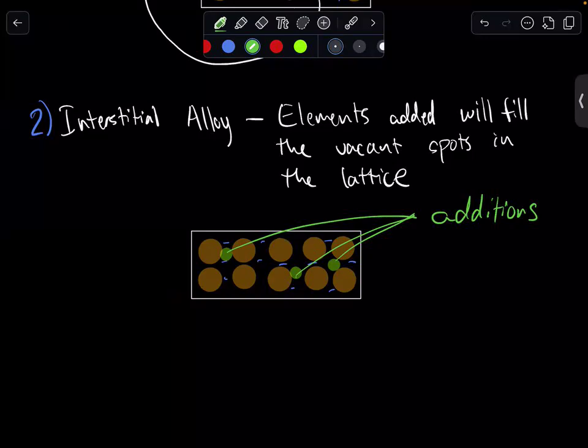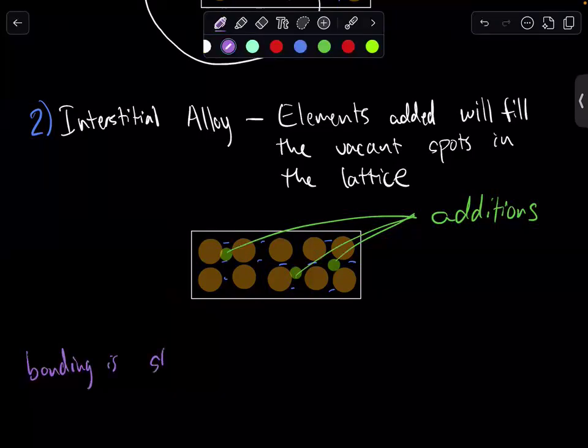A key point here is that in both cases, bonding is still non-directional.